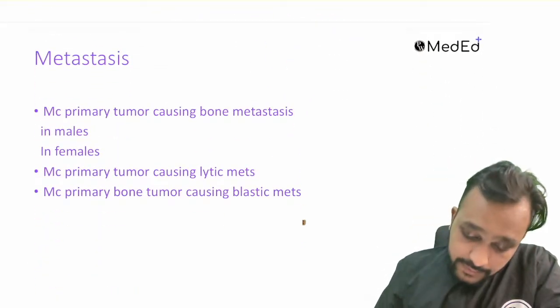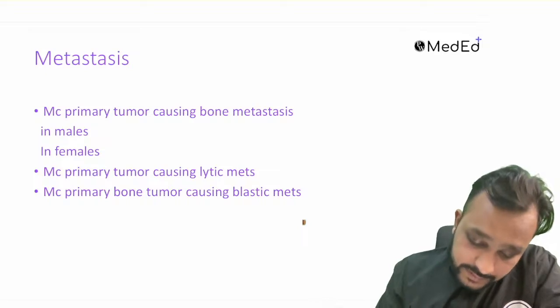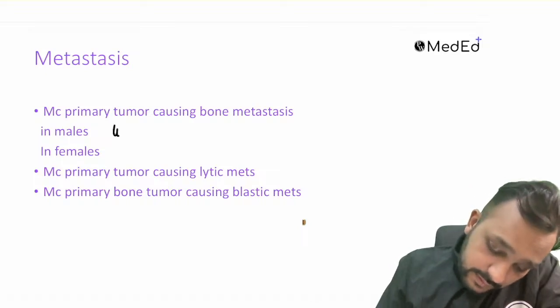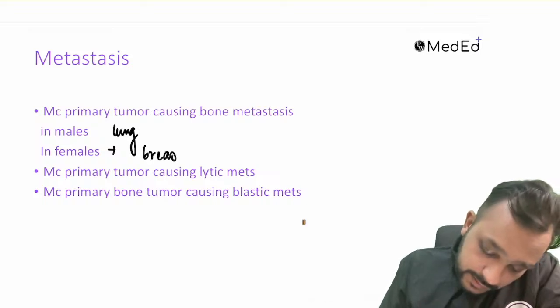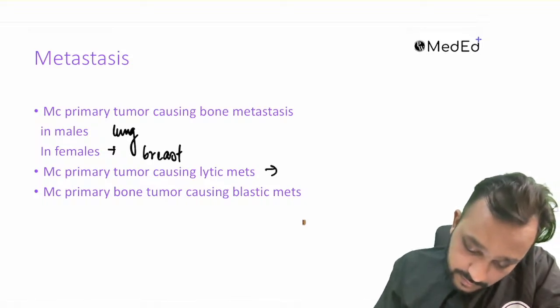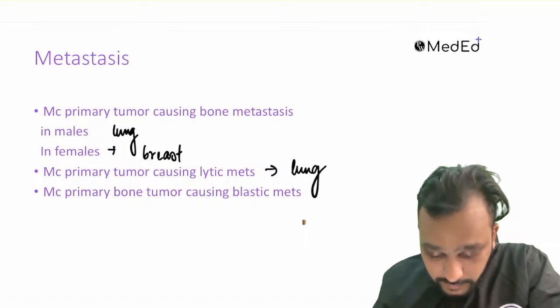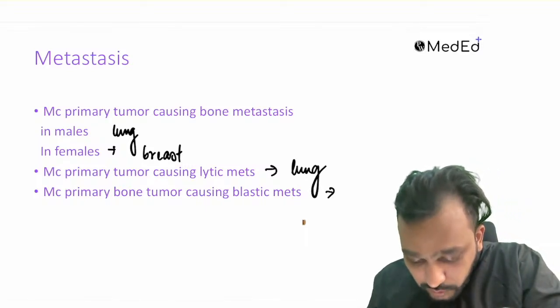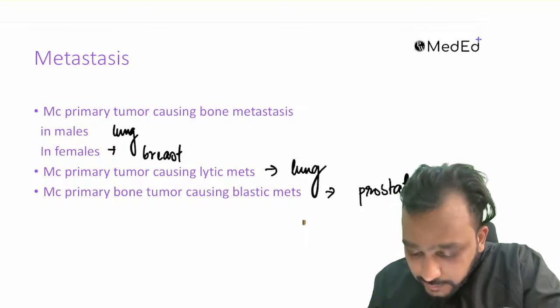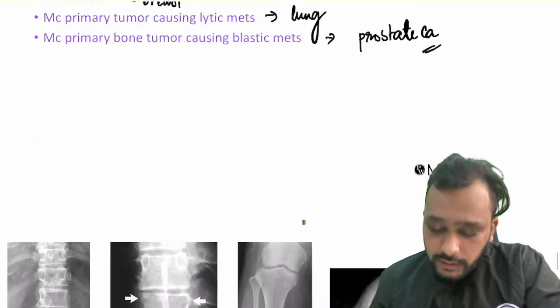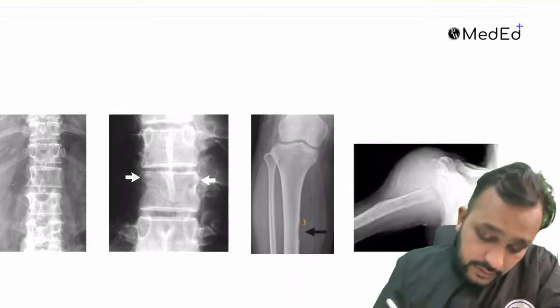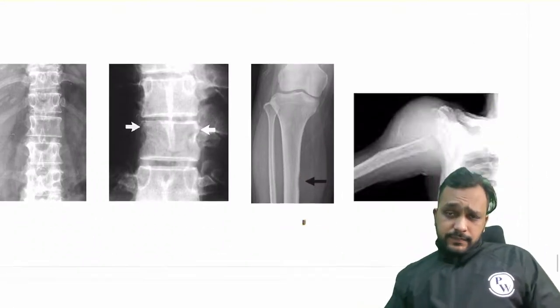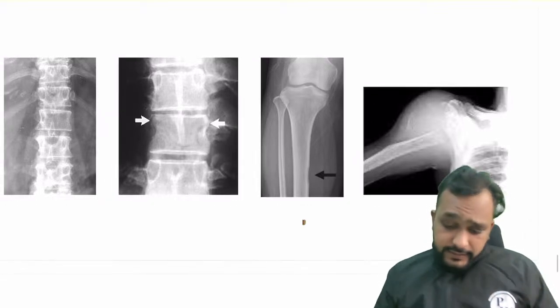So most common primary tumor causing bone metastasis in males is lung carcinoma. In females it is breast carcinoma. Most common primary tumor causing lytic mets is lung, and most common primary tumor causing blastic mets is prostate carcinoma. Again, very important one-liners, right?